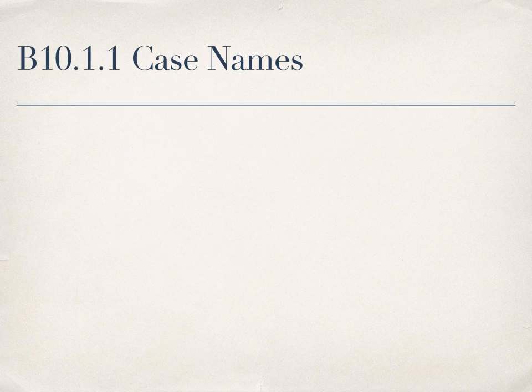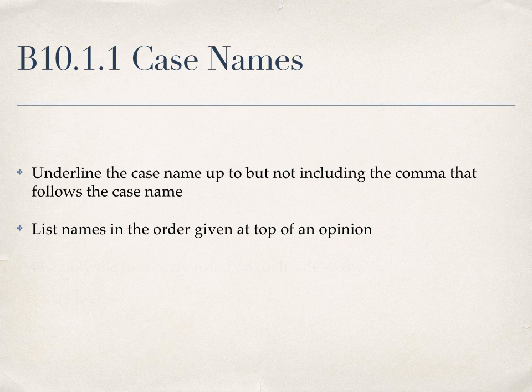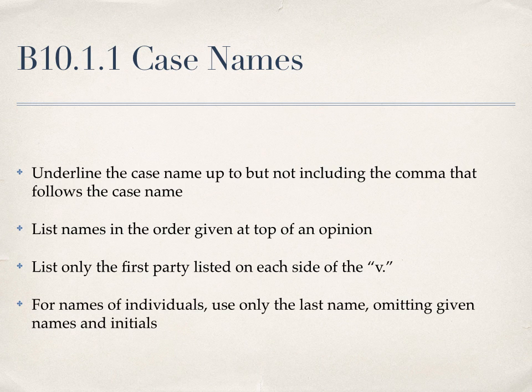The equivalent rule in the blue pages is Rule B10.1.1. These practitioner notes tell us to underline the case name up to, but not including, the comma that follows the case name. List the names in the same order as they are given at the top of an opinion. When choosing the names to include, you'll use only the first party listed on each side of the v., which we'll abbreviate as a v. with a period. In addition, list only the first set of plaintiffs and defendants. For names of individuals, use only the last name, omitting given names and initials.